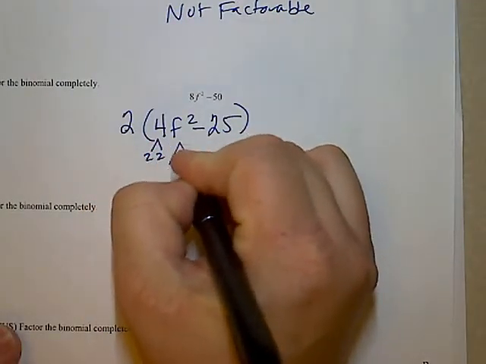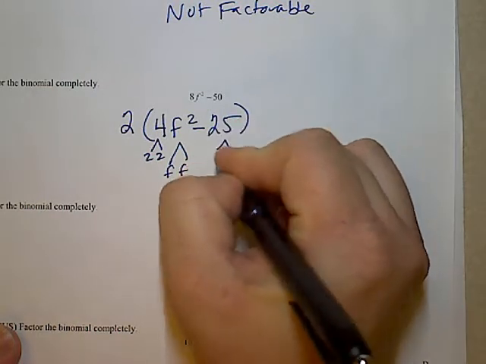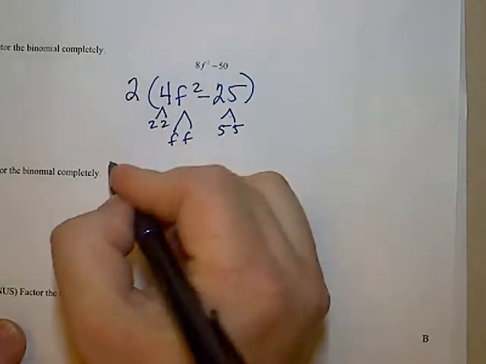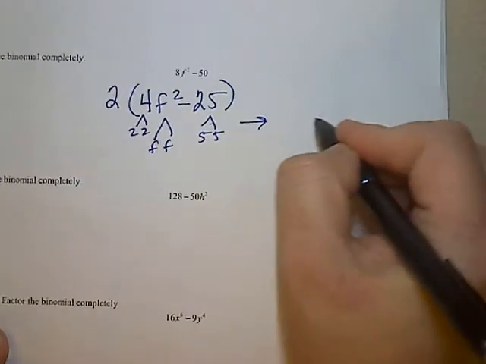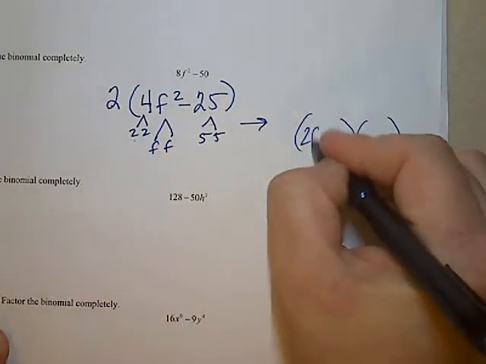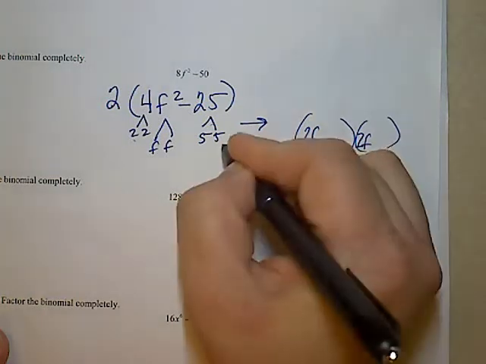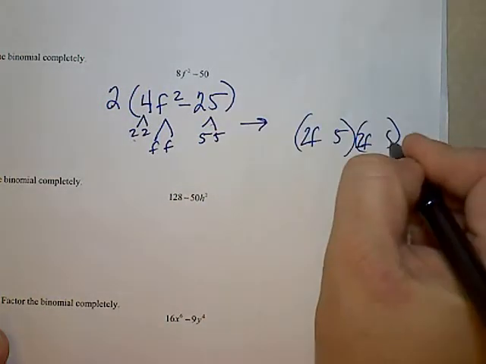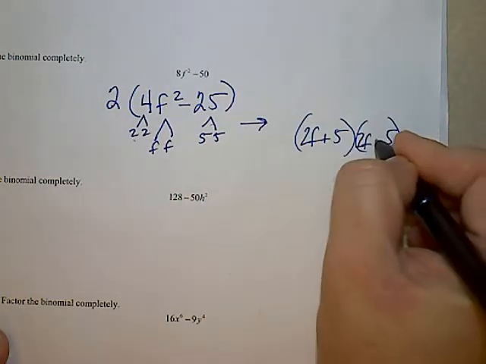2, 2, f. 5, 5. Okay, so I'm going to bring my answers over here. The 2f came before the subtraction sign, so 2f stays in front. The 5 came behind, so the 5 stays in back. One of them is positive, one of them is negative.